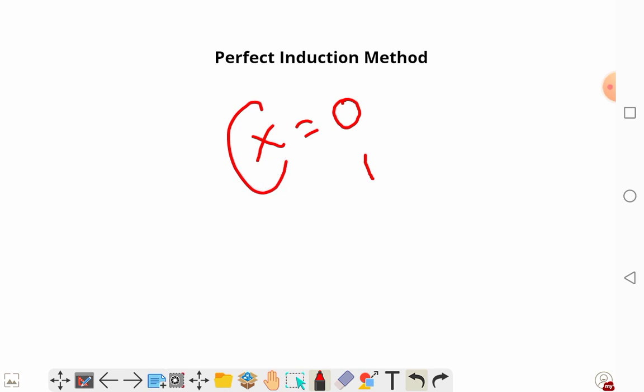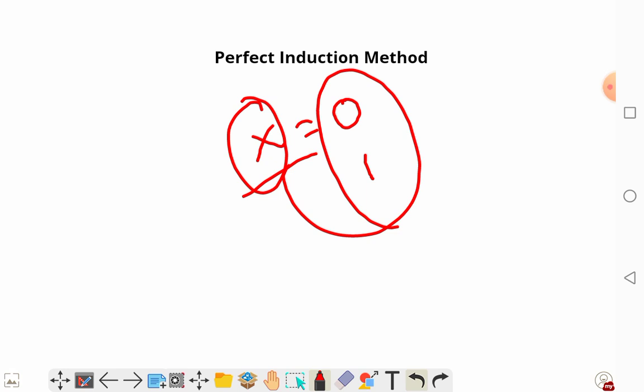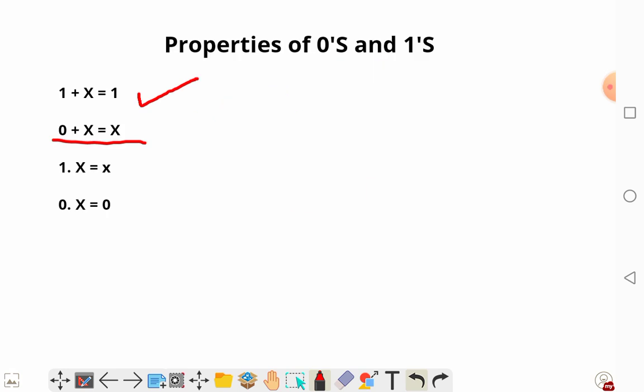Now we will understand, if you have a variable, how many possible values we have for that variable. We have only 2 possible values. x can be 0 or it can be 1. Applying this is what we call the perfect induction method.